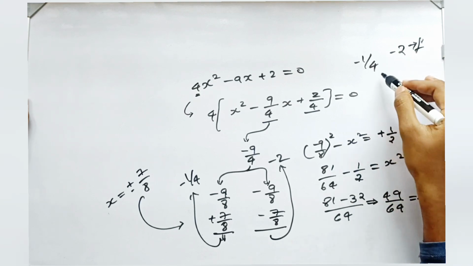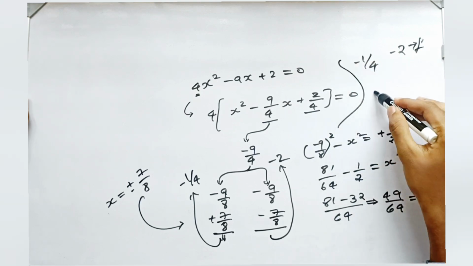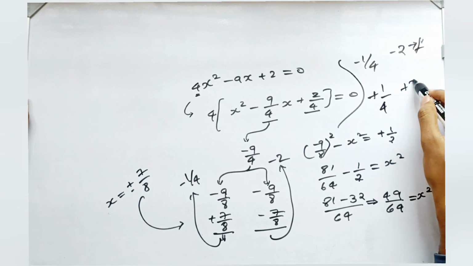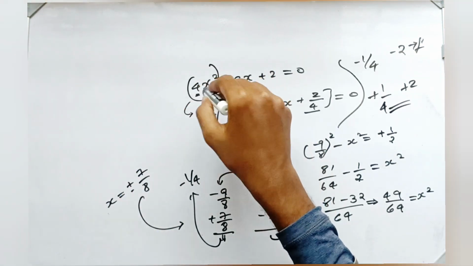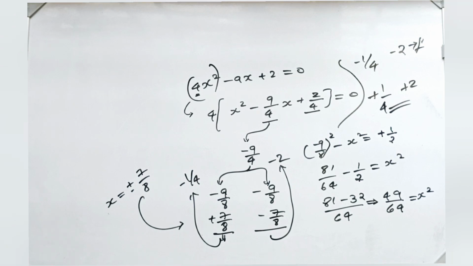And the next thing is the roots, which is nothing but we have to change the sign. So plus 1 by 4 and plus 2 are the roots. Okay, this is how you have to solve when there is a number as the x square coefficient. Another type of quadratic equation.